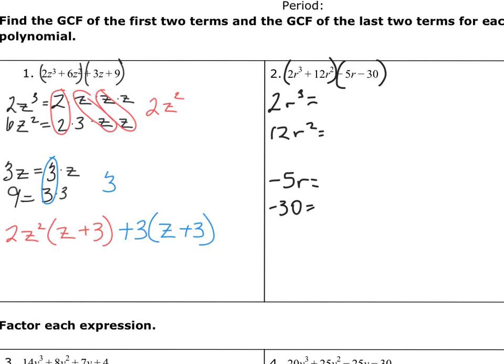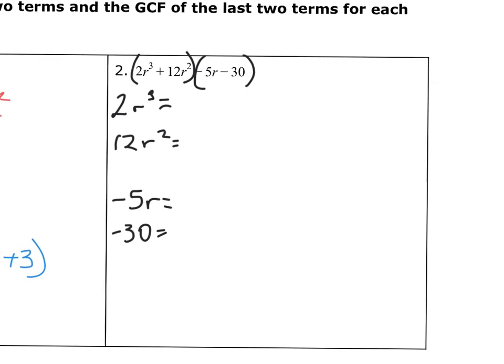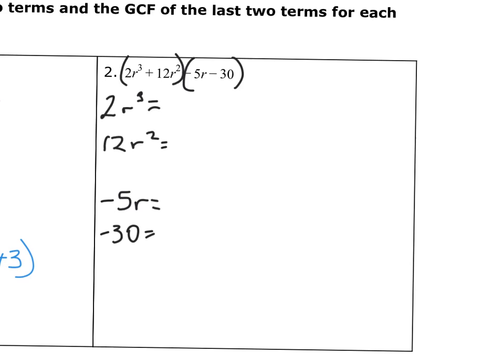All right, so I'm going to start by listing the prime factors of all 4 terms. So 2r cubed, well, that one's easy. 2 is prime, so we've got 2 times r times r times r, right? Oh, ours is 3r cubed. Sorry. I knew that, and I forgot to change it. Easy for me to fix. So that's a 3. There we go. Sorry about that.